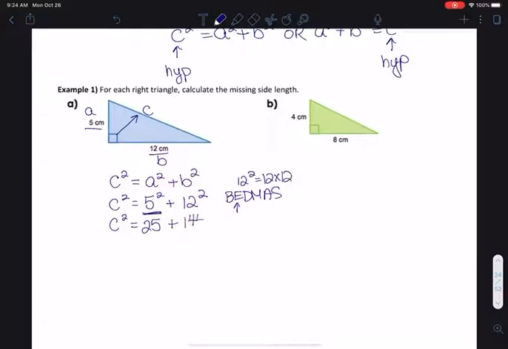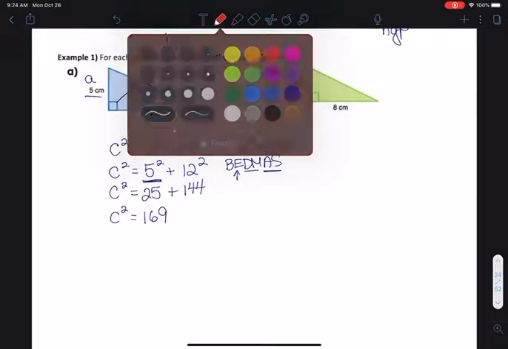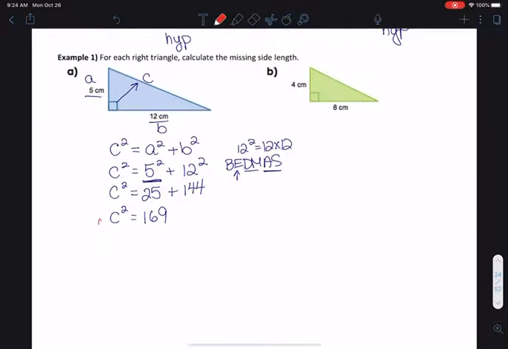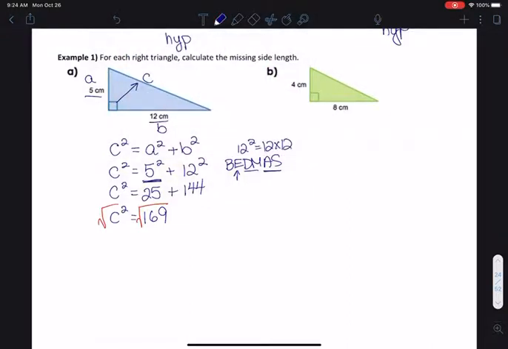That's 144. And then add those together. We don't have any division or multiplication, but we have addition and subtraction, so we're going to figure that out. That is 169. And then to get the C by itself, if you remember back to solving equations, we're going to take the square root of both sides. So I'm going to take the square root of C squared and the square root of 169. The square root of C squared is C, because square root undoes square, and the square root of 169 is 13.